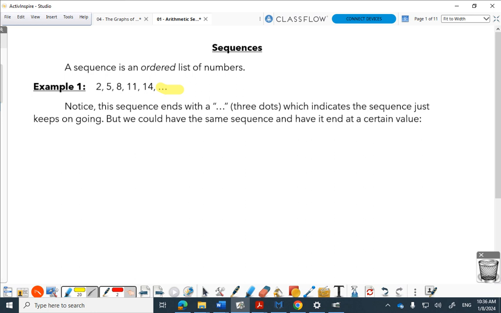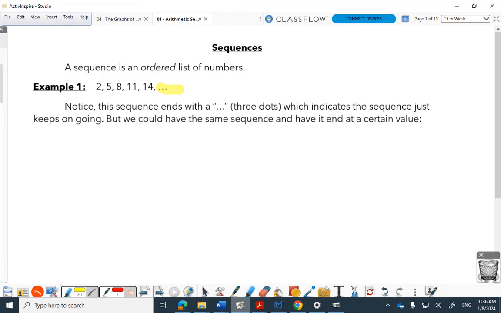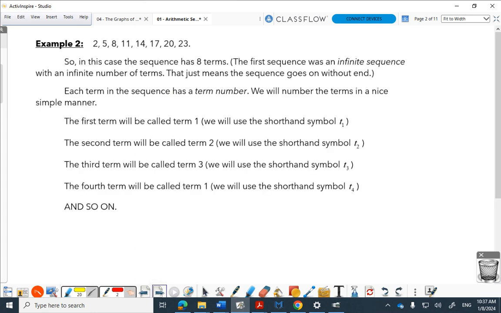It goes 2, 5, 8, 11, 14. Stops there because it's like, you got the gist of it? You see what's happening? And you're like, yeah, I got it. All right. But meanwhile, the sequence actually goes on. 17, 20, 23, 26, 29. It goes on forever. Don't worry about that. That's not going to bother us too much. But we could have had the same sequence and end at a certain value. So I could have done the exact same sequence. Look here. 2, 5, 8, 11, 14, 17, 20, 23. Stop. You can stop a sequence and say that's as many as we're going to do.